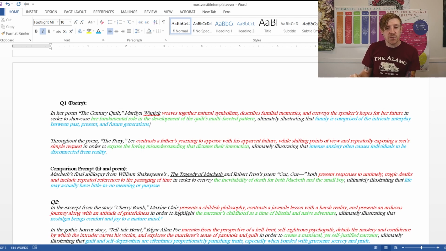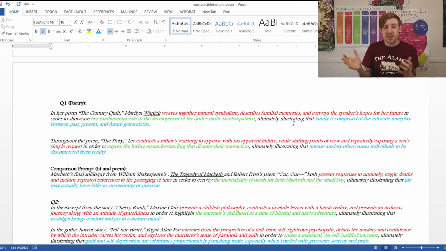And now notice what we're doing here. We see that the quilt has a multifaceted pattern, but we're linking that with the abstract idea of what her role in that is. What is that? Because this quilt is actually a metaphor for her as a person. And then we have ultimately illustrating that the family, not just her, but that family as a whole, is comprised of the intricate interplay between past, present, and future generations. And this right here is our fully universal statement.